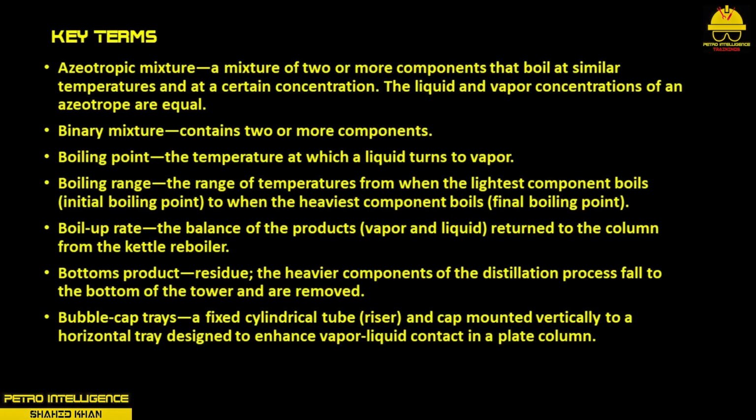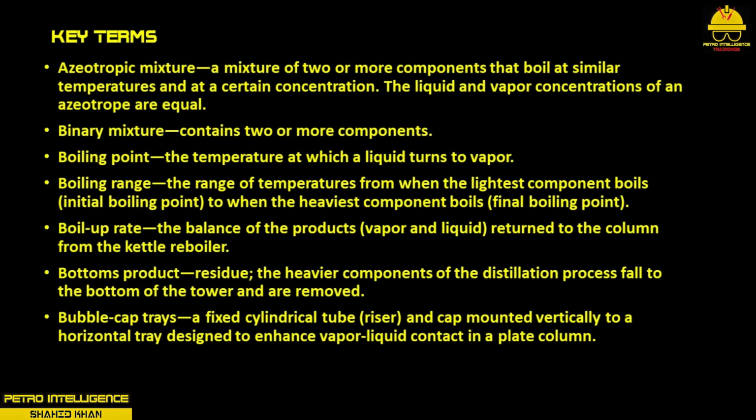Before starting the course, let us have a look at key terms. Azeotropic mixture is a mixture of two or more components that boil at similar temperatures and at a certain concentration. The liquid and vapor concentrations of an azeotrope are equal. Binary mixture contains two or more components. Boiling point is the temperature at which a liquid turns to vapor.